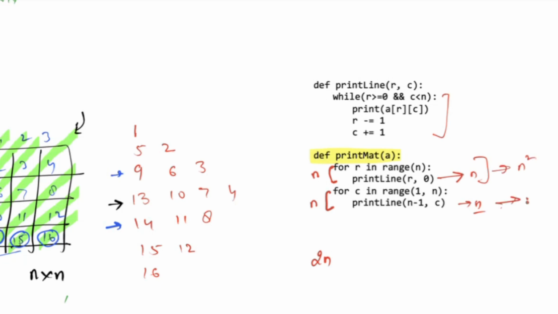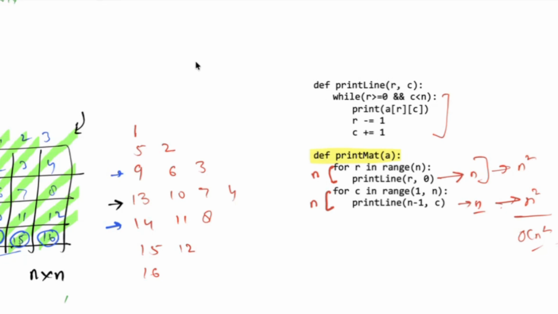So this for loop in total will take order of n square time. This for loop will also take order of n square time. Therefore, total time taken will be n square plus n square, which is again order of n square, right? So this is one way of figuring out the time complexity.